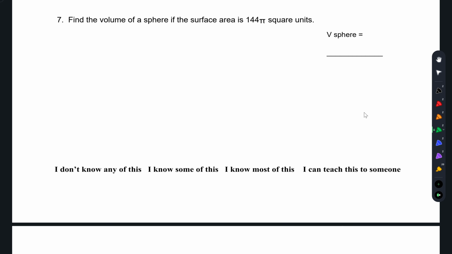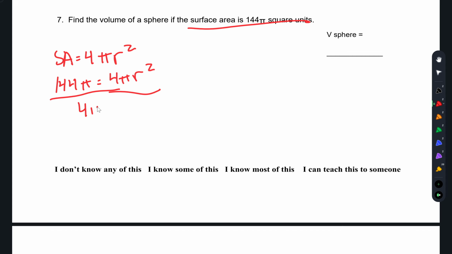And then lastly, number 7, find the volume of a sphere if the surface area is 144 pi square units. So we're going to start with surface area of a sphere. Surface area of a sphere is 4 pi r squared. I know that that surface area is 144 pi. I'm going to divide everything by 4 pi to get 36 equals r squared. Square root both sides. My radius of this sphere is 6.